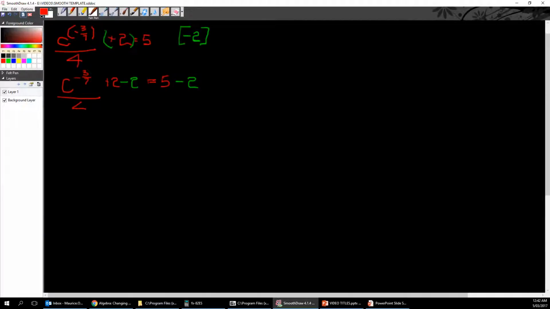We mustn't forget that. Remember that the equal sign is all about equality and the equation being true. So as long as we do the same to both sides, we get c to the negative 3 over 7, all over 4, equals 5 minus 2, which is 3. Okay, so there we are.